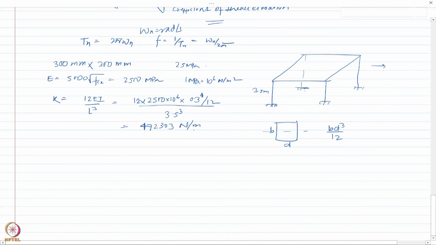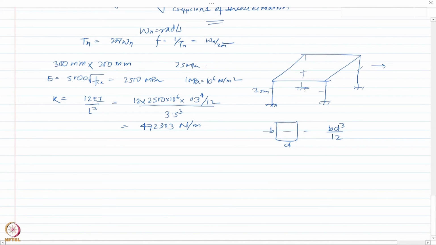Now in terms of mass, what I could do is lump all the masses here. So half of the mass of all this, and remember this is for one column, sorry. So what I need to do is use 4 times, which I'll do in the final calculation. Let us first talk about the mass.